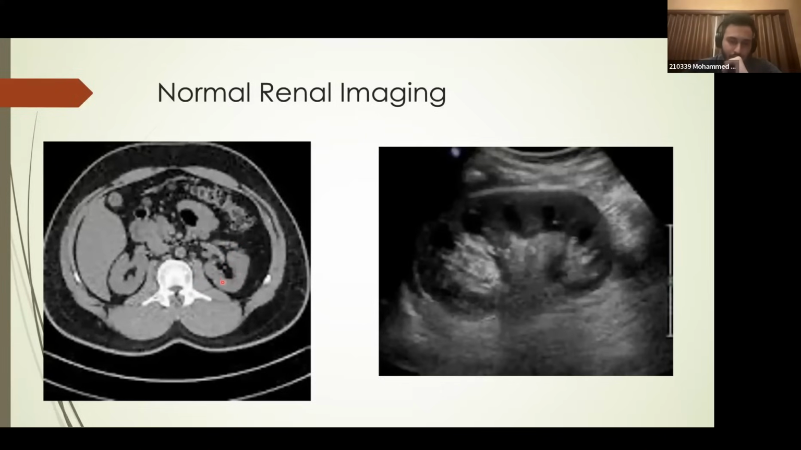So this is just normal imaging, CT kidneys. This is the left kidney, this is the right kidney, and everything's normal here. You don't see any hyperdense structure, which would be a stone or anything. You don't see any masses.